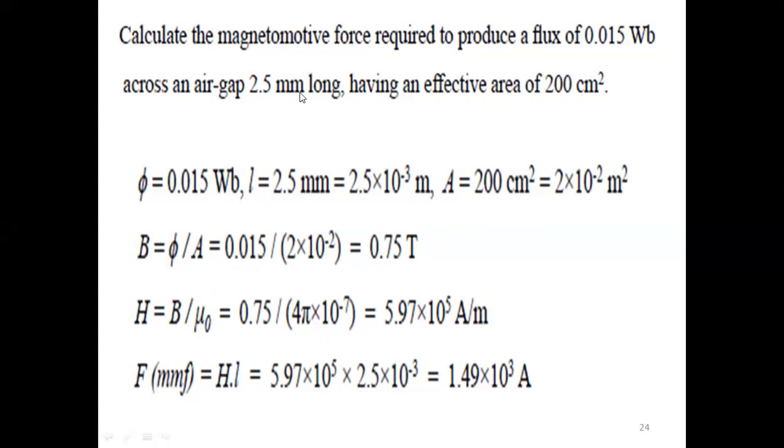What is the material here? Which material are we using? Air gap. For free space or air, mu R equal to 1. Then mu R equal to 1 means mu naught, you know the constant value, 4 pi into 10 to the power of -7. So you can calculate H here now.